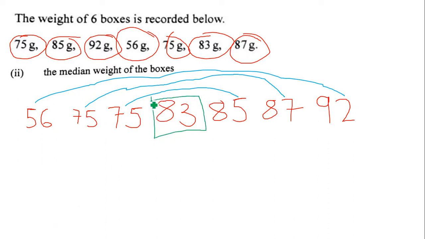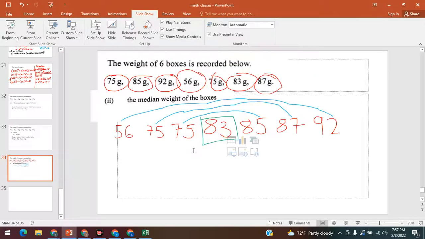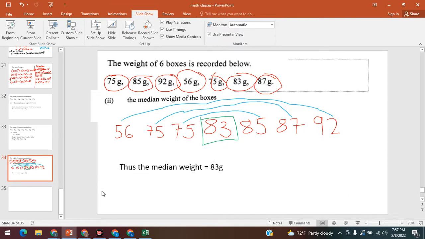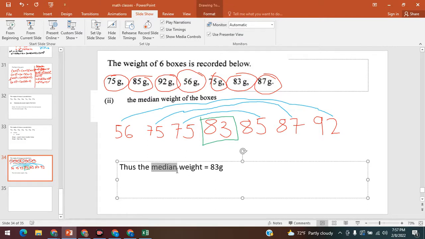So the median weight of the boxes is 83 grams. And where would you use these things? Statisticians do these things. Sometimes the median could mean something significant, something more than just being the middle number. Here we are just learning the raw mathematics.